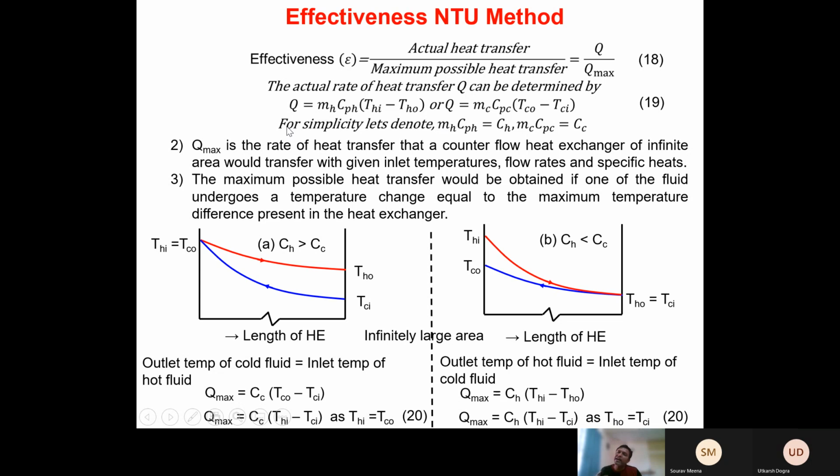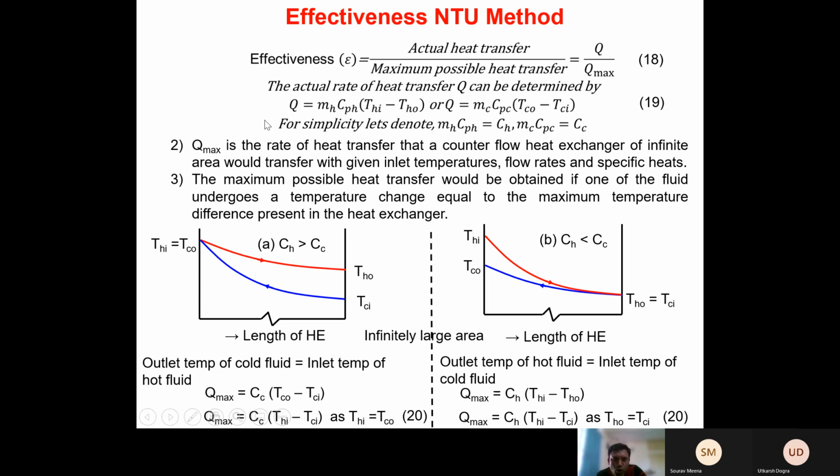Now the second aspect is that we can find the actual heat transfer taking place between the fluids by calculating the sensible heat, isn't it? So the sensible heat lost by the hot fluid is given by mH, CpH, (THi minus THo). Do you agree? Yes or no? This is nothing but the heat lost by the hot fluid. mH is the mass flow rate of the hot fluid, and CpH is the specific heat of the hot fluid.